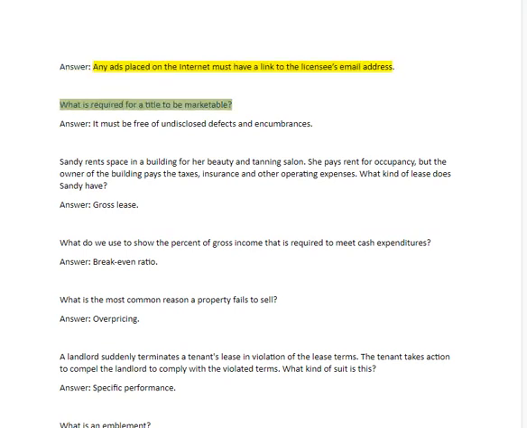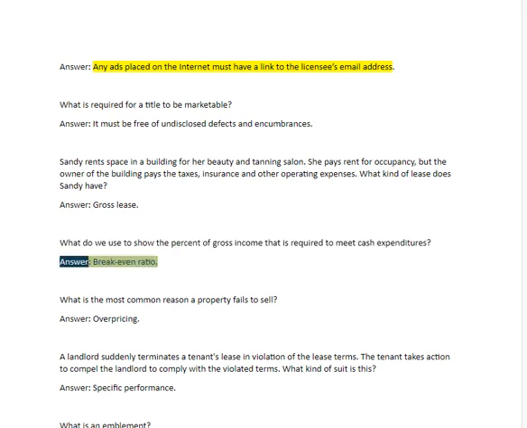What is required for a title to be marketable? Answer: it must be free of undisclosed defects and encumbrances. Sandy rents space in a building for her beauty and tanning salon. She pays rent for occupancy, but the owner of the building pays the taxes, insurance and other operating expenses. What kind of lease does Sandy have? Answer: gross lease.